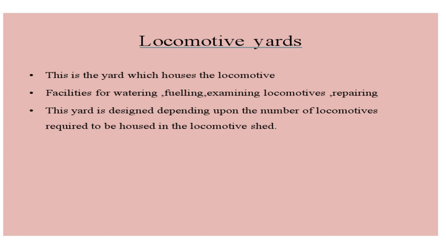So the basic classification of station yard includes passenger yard, then the goods yard, then the marshalling yard, and the last one is the locomotive yard. And inside the marshalling yard, the classification is flat yard, then hump yard and gravity yard. So this is all about the station yards and their types.